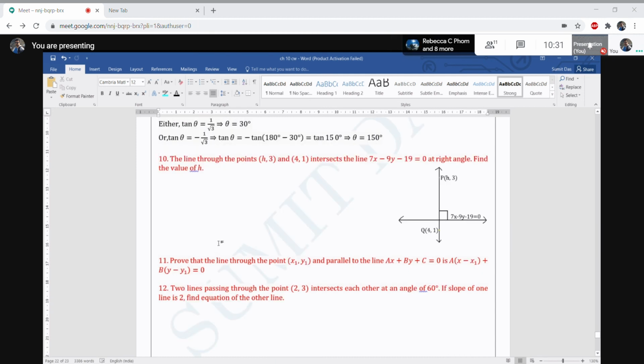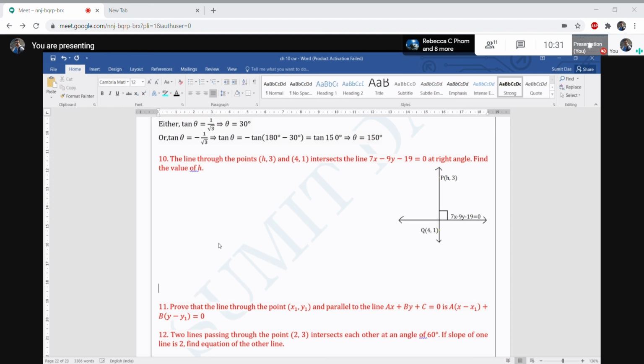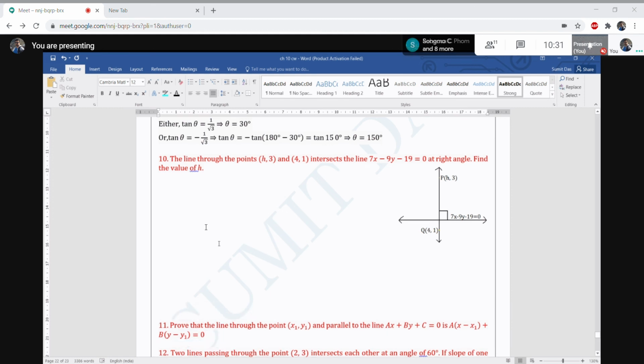Next, I'll do another two questions up to 12, then I will finish. Next question: the line through the points (h, 3) and (4, 1) intersects the line 7x minus 9y minus 19 at 90 degrees, at a right angle. You can see one line, this line intersects the other line at 90 degrees. Find the value of h.